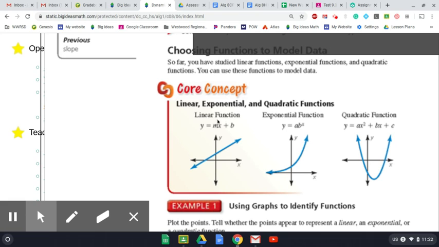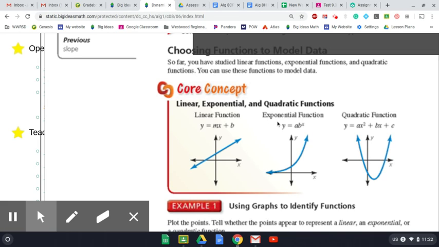Remember, linear function, the general form of the equation that we typically use is y equals mx plus b. Remember, that's slope-intercept form. There are other forms for linear functions, but this is the main form that we use to see if a function can be linear. If we're looking at the graph, we know that a linear function is going to be a line.